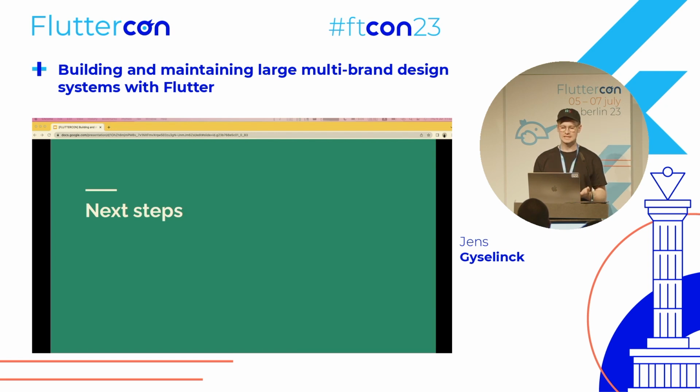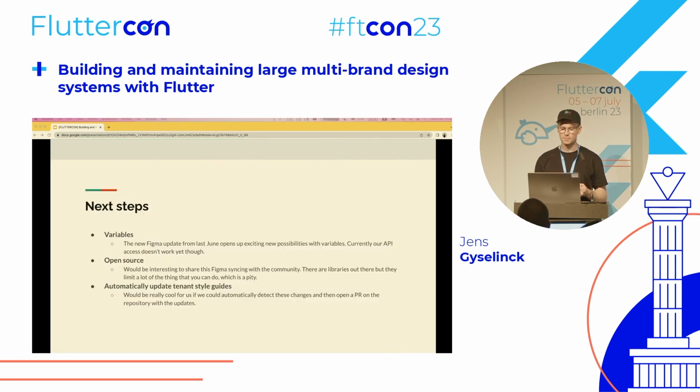So what do I see as next steps? First of all, I think most of you will probably know that Figma did a big release a few weeks ago in June where they introduced variables. And variables are really, really interesting when it comes to design systems in general, but also specifically multi-brand design systems. For example, now we had to do hacks to be able to sync border radiuses, to sync spacing properly. Variables will just solve that.